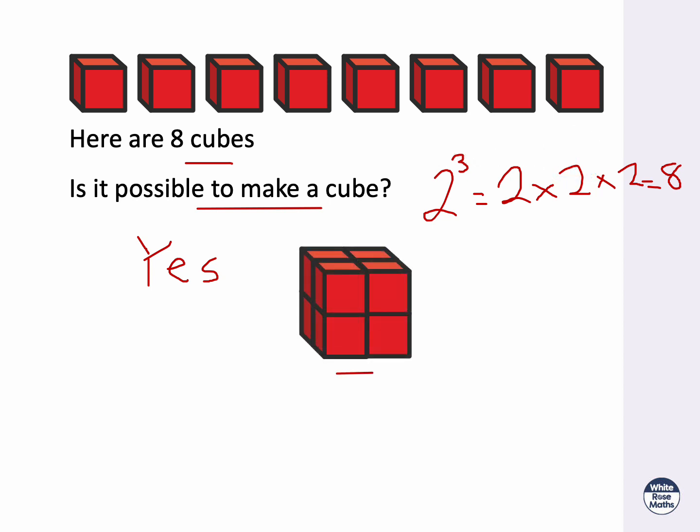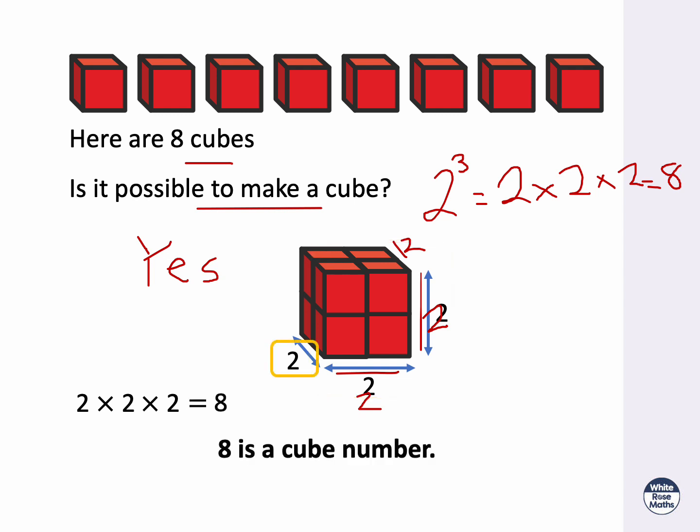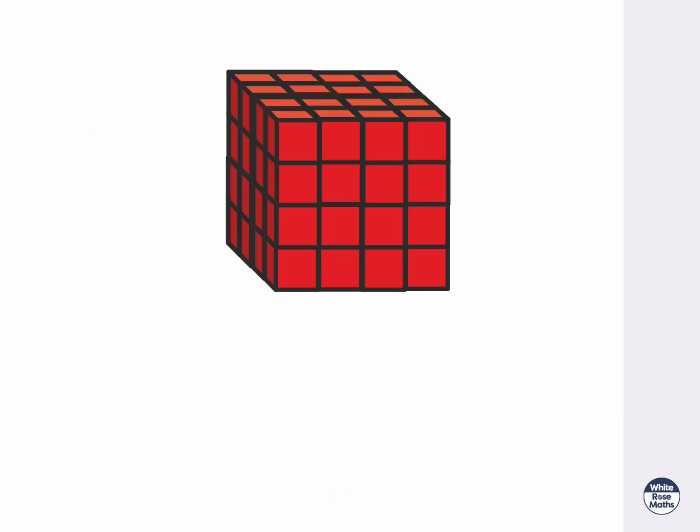So it's 2 by 2 by 2, so 2, 2, and then 2. 2 times 2 times 2 is equal to 8. So that proves that yes, it's a cube. There we go. And then times 2 is equal to 8. So 8 is a cube number. Now the next part, this is 4 by 4 by 4.